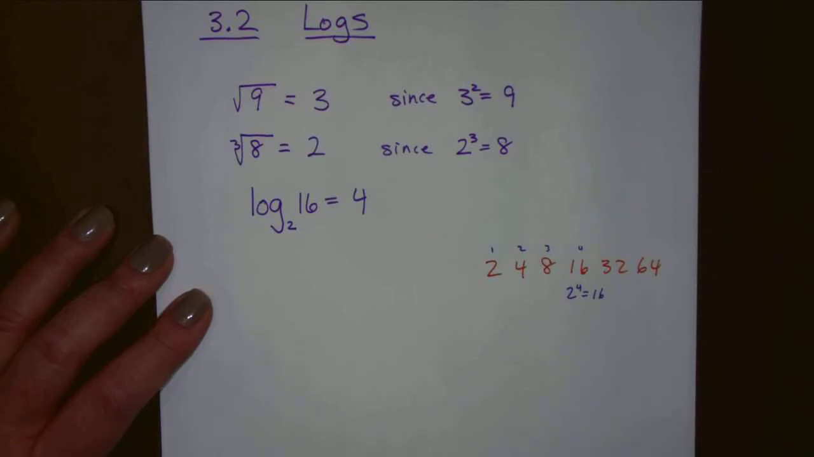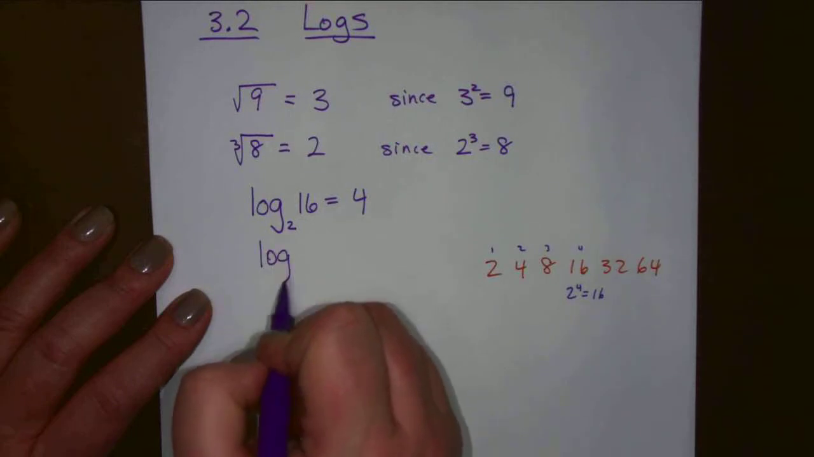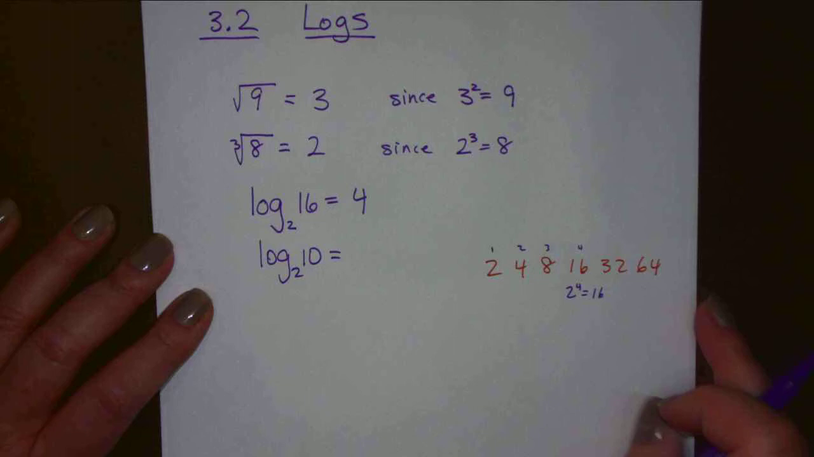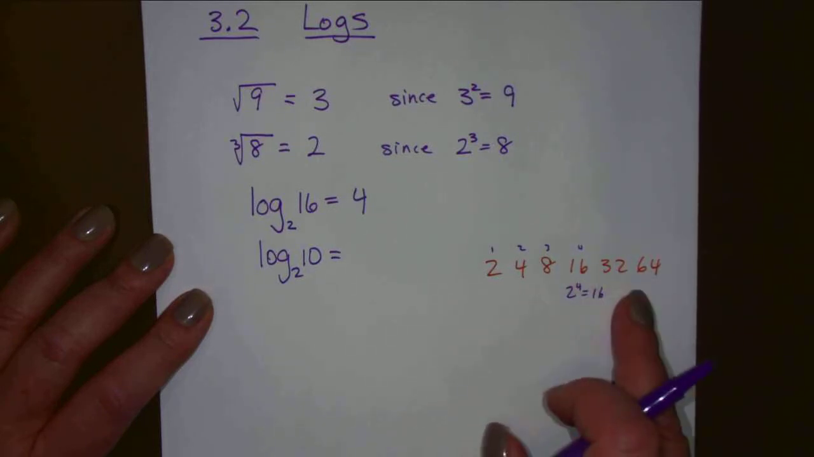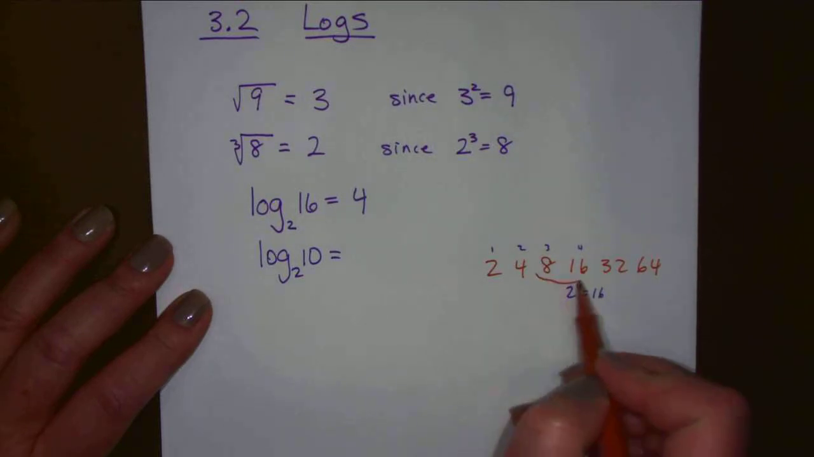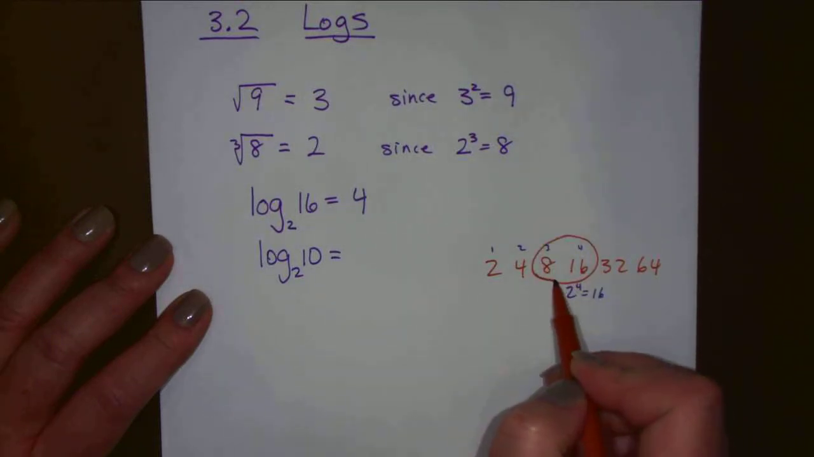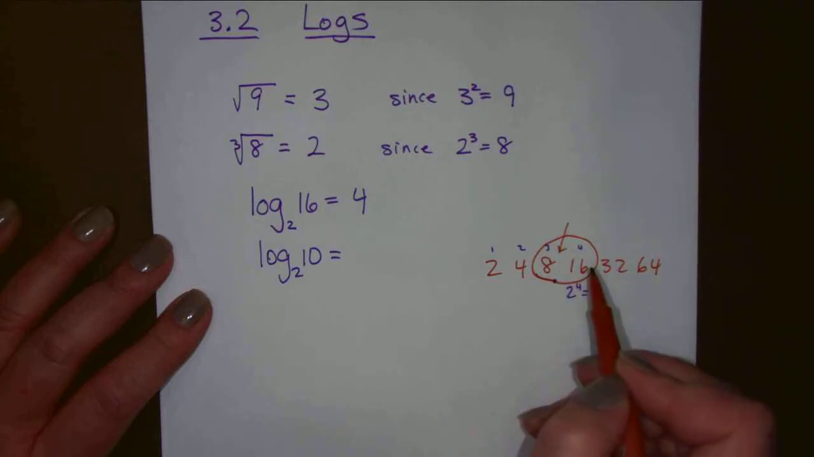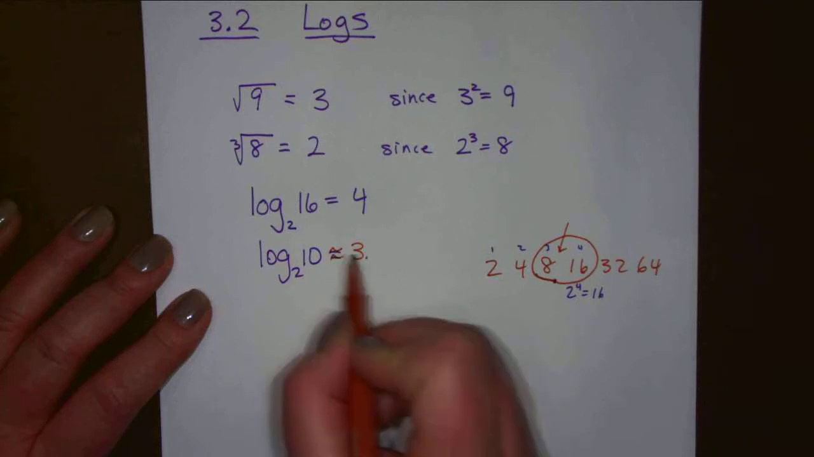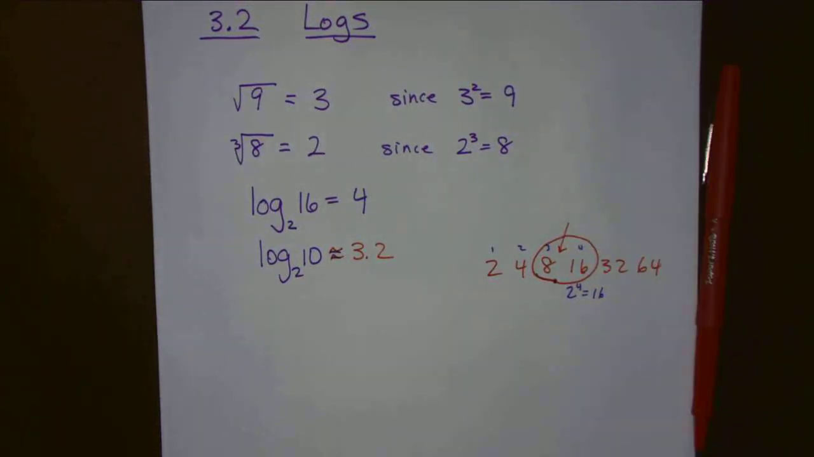So some logs work and some don't. If I put down log base 2 of 10, is 10 a power of 2? No, here's the 2. It doesn't land here, right? It's not a power of 2. Could you guess what it's equal to? What's it between? It's between 8 and 16. Closer to which one? Closer to 8. So let's guess that it's equal to 3 point... Change that to a little squiggly equals, to say it's not quite.